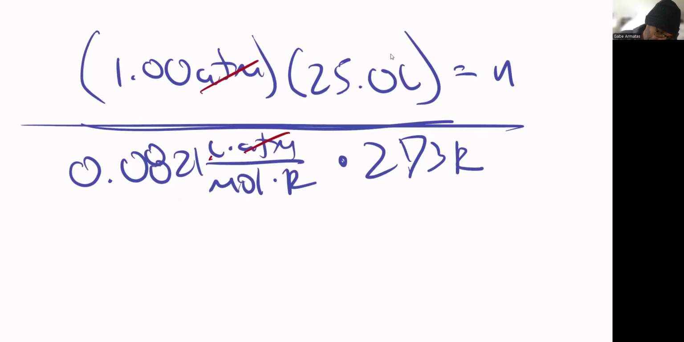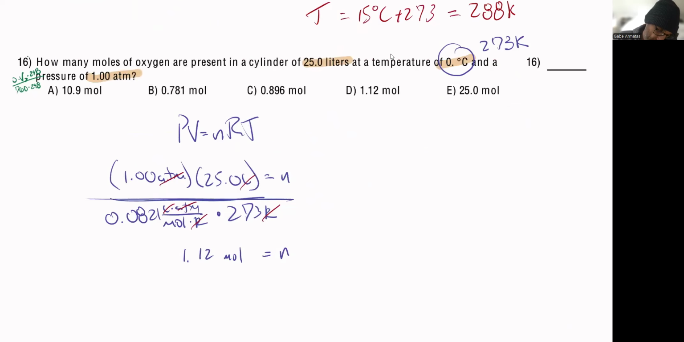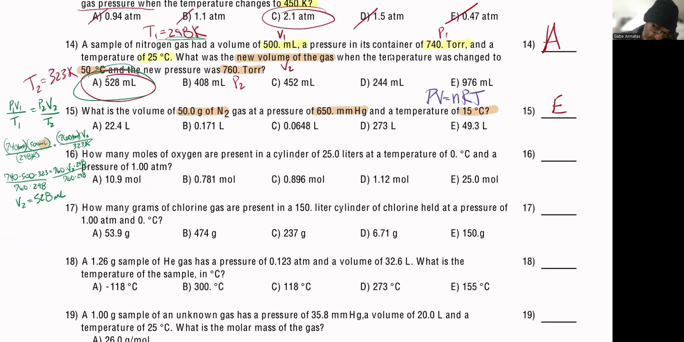Atmospheres cancels, liters cancels, Kelvin cancels, leaving behind just moles, which makes sense. And now we do the math. So 1 times 25, enter, divided by 0.0821, enter, divided by 273, enter, 1.12 moles of this gas. Looks like B is going to be the answer for this one.